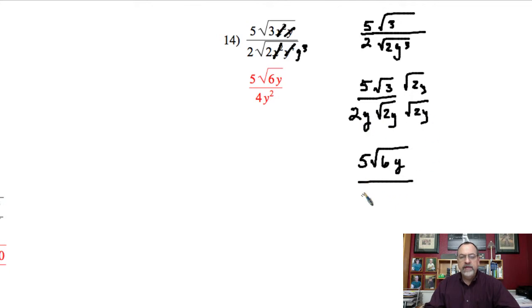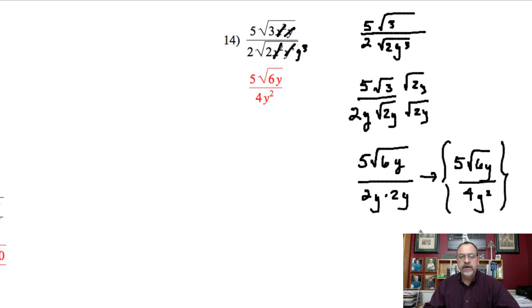And now I already have this 2y on the outside, but now I have another 2 that comes out, and I have another y that comes out because now I have 2 of each. So I'll need to multiply those together to finish this off. So I have this 2 times 2, which is 4, and this y times y, which is y squared. So I have my simplified version.